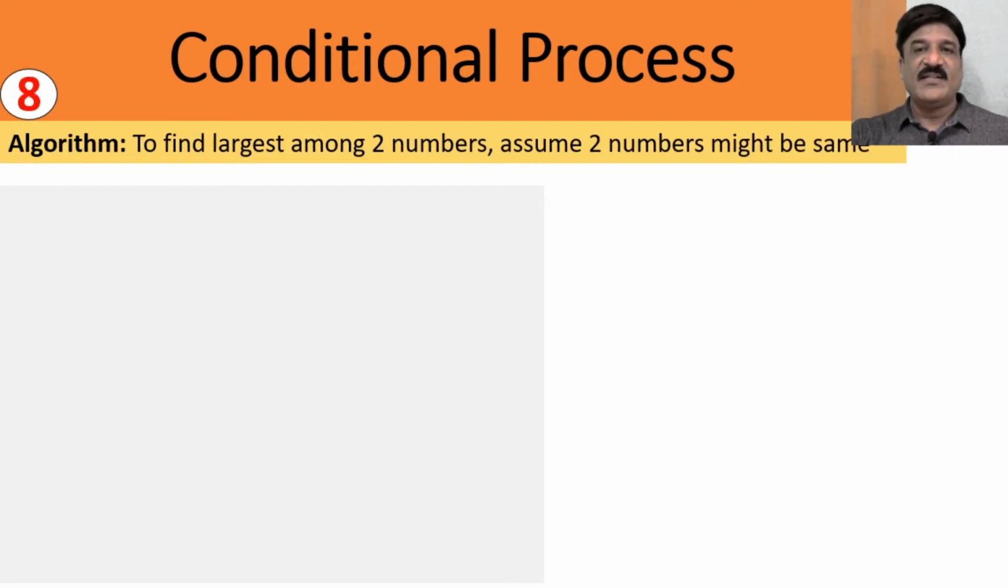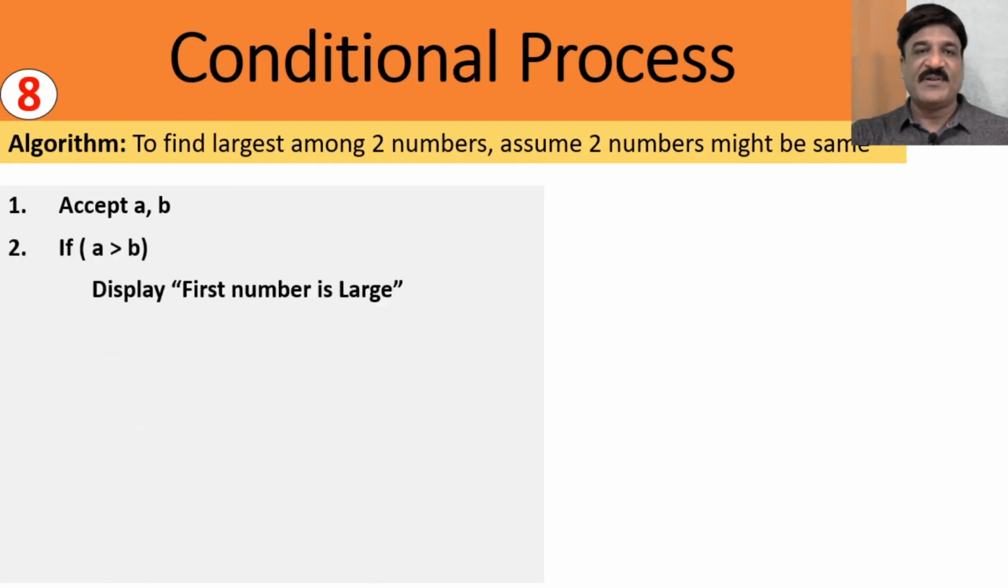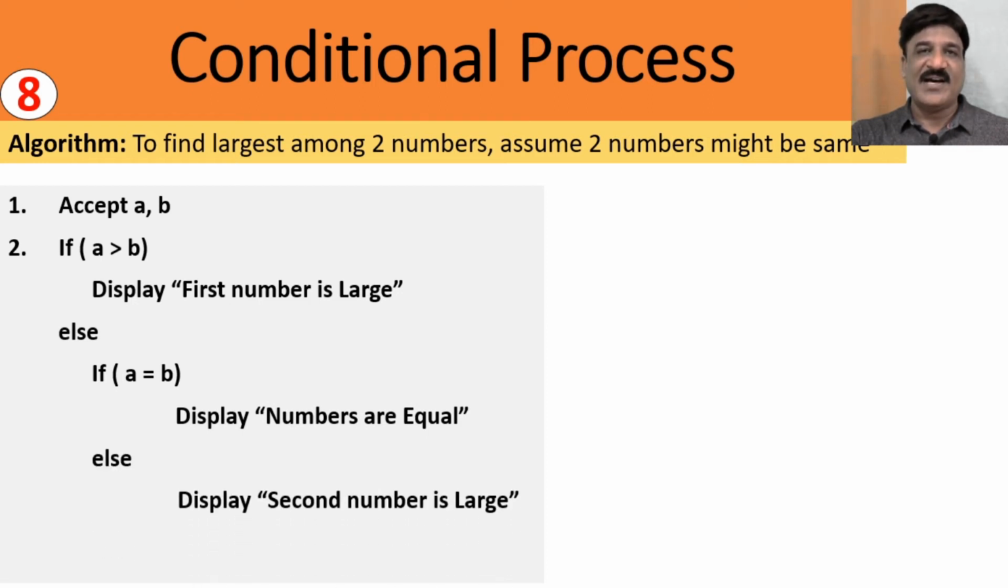Now the algorithm to find the largest among 2 numbers, assuming the 2 numbers might be the same. It means it is not necessary that the values you input are unique. So accept the 2 values, then check whether A is greater than B. If it is so, the first number will be large. If this condition is false, it means what? Either the numbers are equal, or the first number is smaller than the second one, so the second number is large. So else, if A is equal to B, it means the 2 numbers are the same. If it is so, numbers are equal. Else, the second number is large.